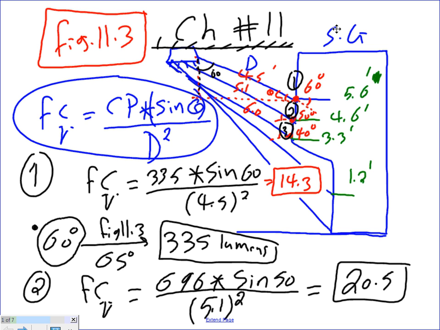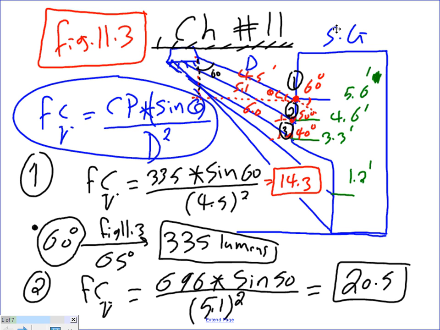Jackson, my friend, any question about that? Okay, let me do the calculation for point 2. I have another point, point 2. Point 2 happens to be at angle 50 and at a distance of 5.1, which is that distance right here. The distance is 5.1.